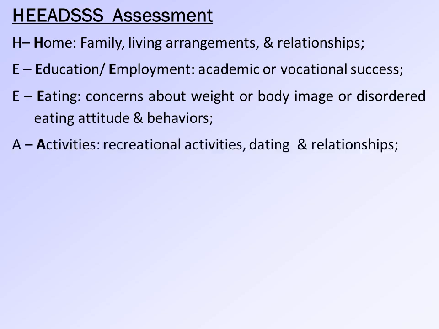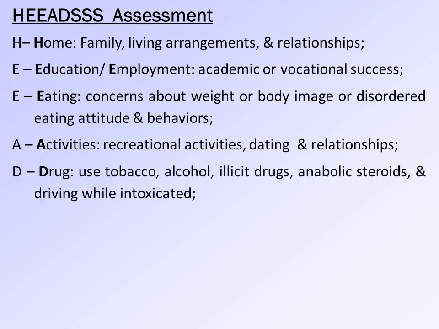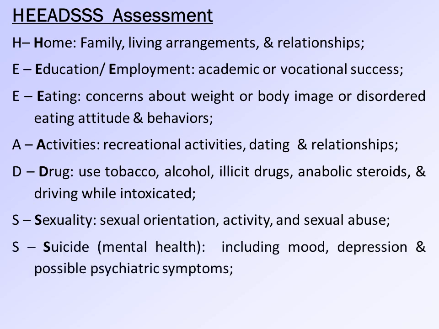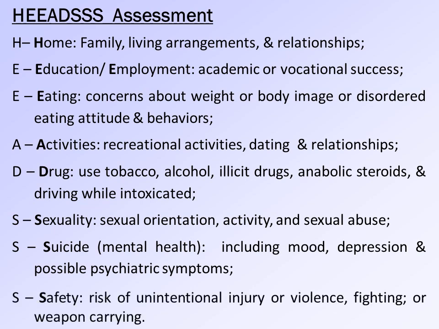activities, recreational activities, dating and relationships; drugs, use of tobacco, alcohol, illicit drugs, anabolic steroids, and driving while intoxicated. Then sexuality and sexual orientation, activity, and sexual abuse. The second S is for suicide or mental health, including mood, depression, and possible psychiatric symptoms. The third S is for safety. This includes the risk of unintentional injury or violence, fighting or weapon carrying.